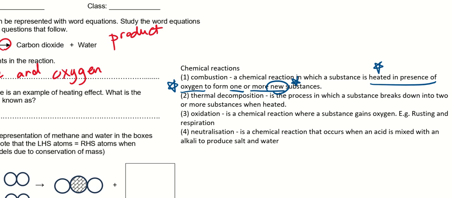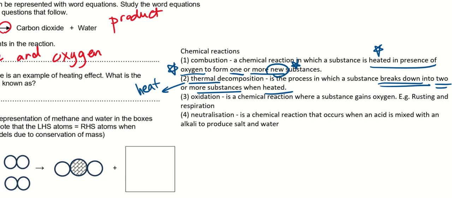Second one is thermal decomposition. Thermal is another word for heat. That means it again involves heating. So what is thermal decomposition? It's a process in which a substance breaks down into two or more substances when heated. So this is a little bit different from combustion. Combustion is whereby the substance is heated in the presence of oxygen. But thermal decomposition is where a substance breaks down into two or more substances when heated.